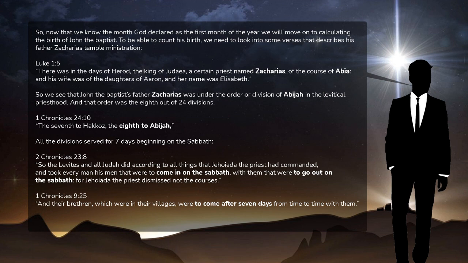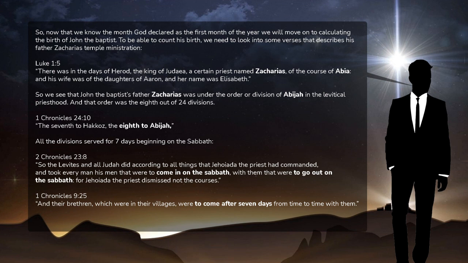There was in the days of Herod, the king of Judea, a certain priest named Zacharias, of the course of Abijah, and his wife was of the daughters of Aaron, and her name was Elizabeth. So we see that John the Baptist's father Zacharias was under the order or division of Abijah in the Levitical priesthood. And that order was the 8th out of 24 divisions.